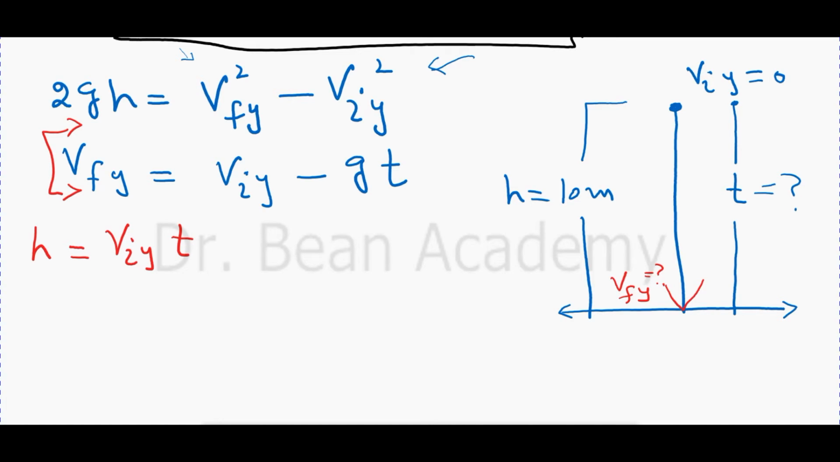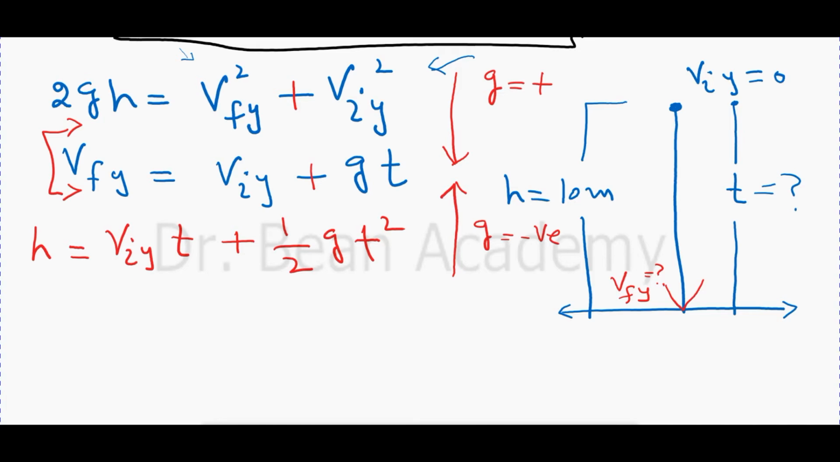vi of y t plus half g t squared. I use g as a positive term, and before I used negative actually, but it should be positive because it's very customary. If a body is falling down to the earth, we take g as positive, and if a body is going upward against the force of gravity, we take g as negative. Because in our problem the body is falling down to the earth, we should use positive g.